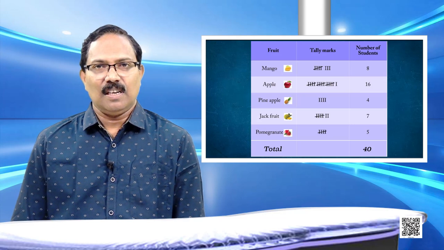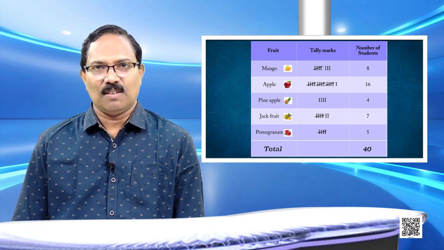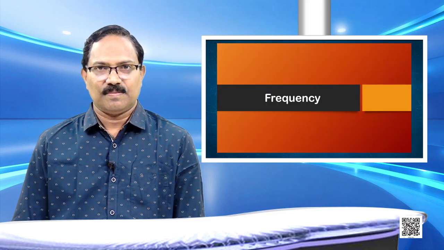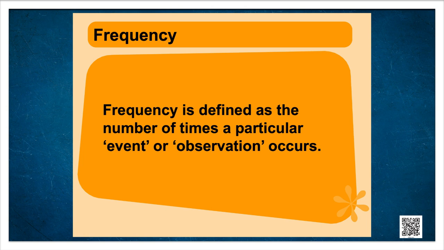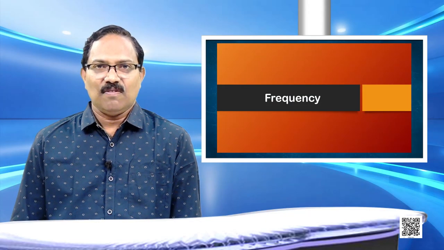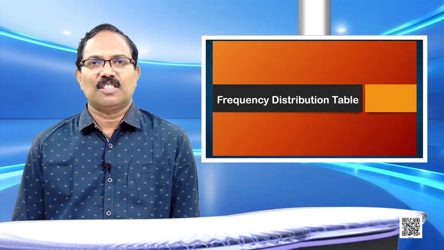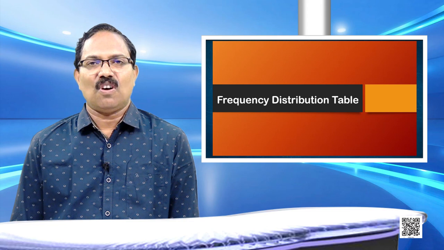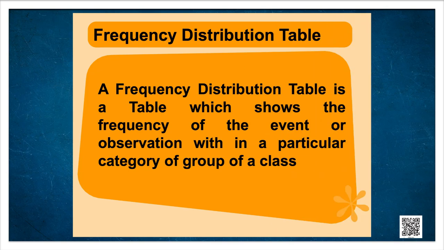In the table, the number of students who like each fruit, that is given in the third column, is also called a frequency. So, let us know how to define frequency. A frequency is defined as the number of times a particular event or observation occurs. So, such a table, when we prepare by showing the frequencies, is named as frequency distribution table. The definition for the frequency distribution table is as follows. A frequency distribution table is a table which shows the frequency of the event or observation within a particular category or a group or a class.